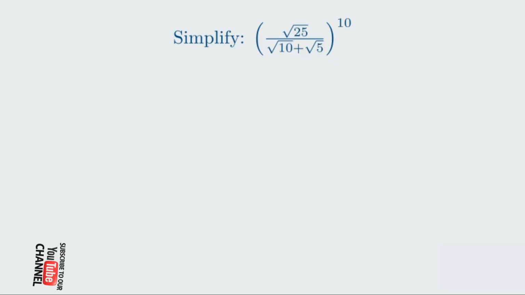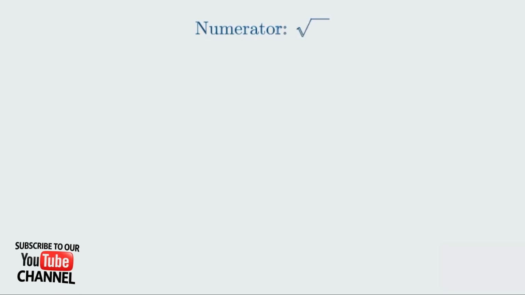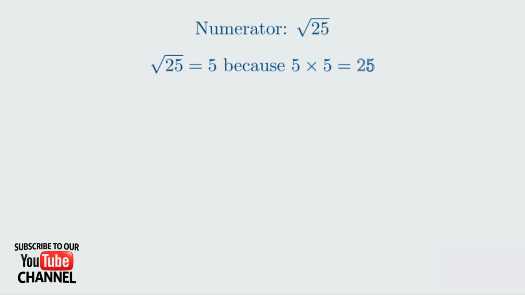Let's get started. First, let's focus on the numerator inside the parentheses. That's the square root of 25. The square root of 25 asks what number, when multiplied by itself, equals 25. That number is 5. We know that 5 times 5 is 25. So, the square root of 25 simplifies to just 5.